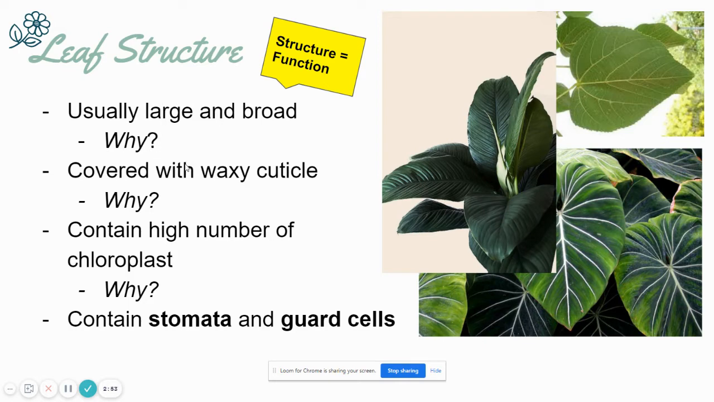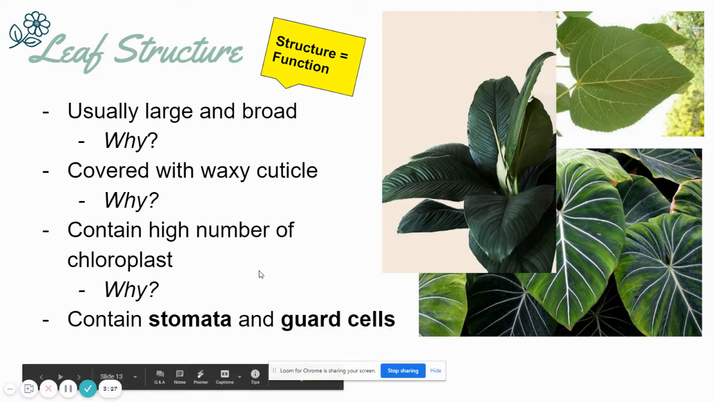In addition, a lot of leaves are usually covered with a waxy cuticle, which is just an outer coating. So notice how this leaf right here looks kind of shiny. The reason why it has this shiny hue to it is because it contains a waxy coating. And wax is a non-polar substance, which means that it does not allow water, which is a polar substance, to pass through. This makes a lot of sense because for a plant, water is super important.